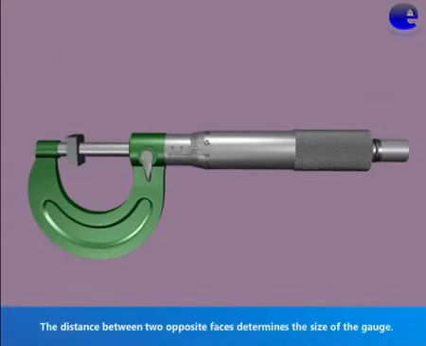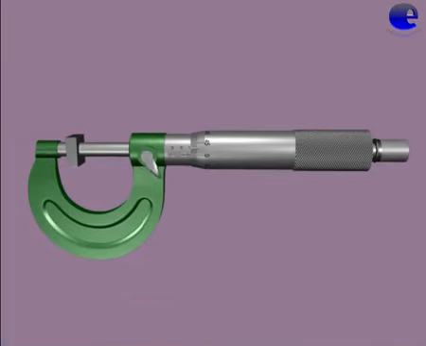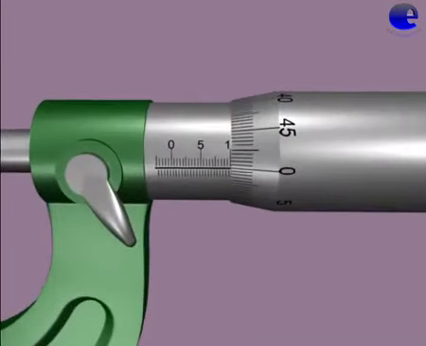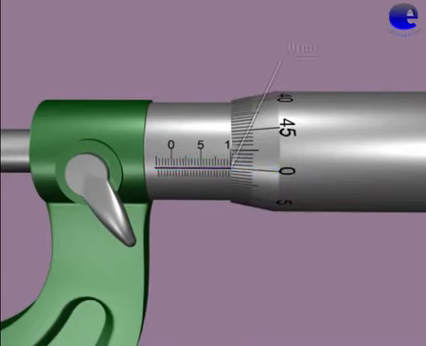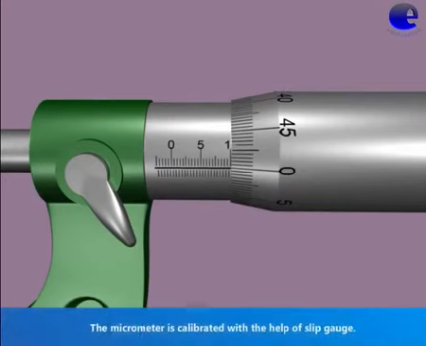The distance between two opposite faces determines the size of the gauge. Check the micrometer reading. In this case, both slip gauge value and micrometer reading are the same, so no error occurred in this micrometer. In case both values are different, there is some error on the micrometer, which is called zero error. The micrometer is calibrated with the help of slip gauge.